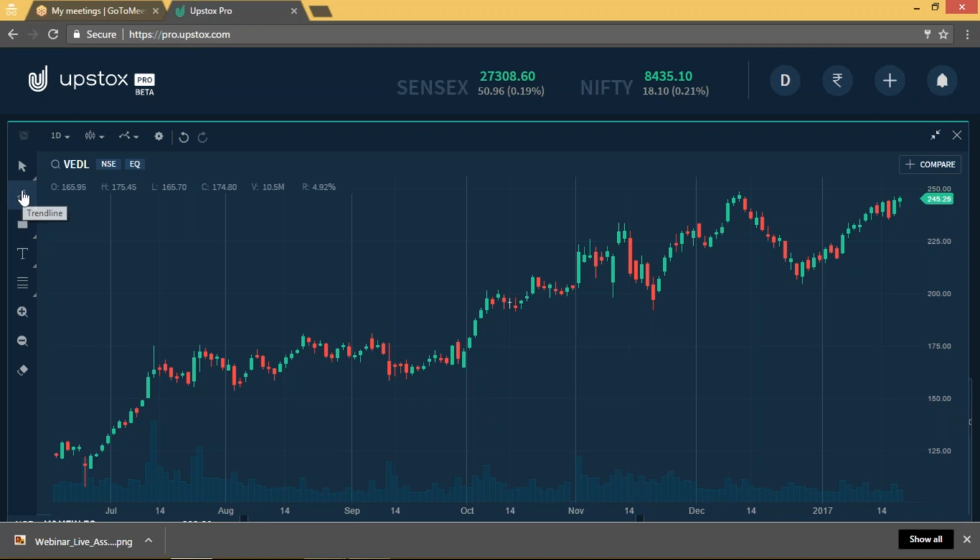It has a very good accuracy, more than 70%. So this is VEDL. Okay, same with Punjab National Bank. Nice. So here I can see this setup. Here's your breakdown and then this is your breakout.